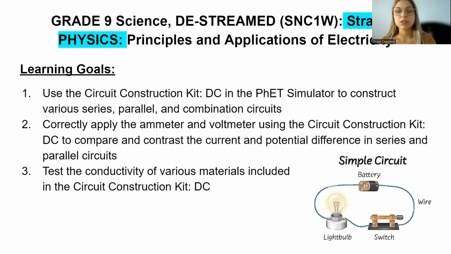After completing this lesson, students will be able to use the direct current circuit construction kit in the PhET simulator to construct various series, parallel, and combination circuits, correctly apply the ammeter and voltmeter using the circuit construction kit to compare and contrast the current and potential difference in series and parallel circuits, and finally, test the conductivity of various materials included in the circuit construction kit.